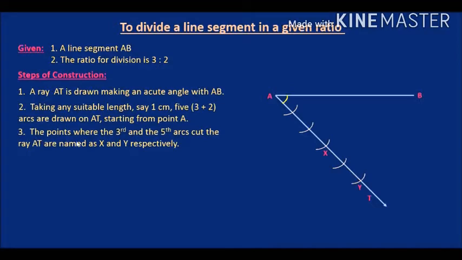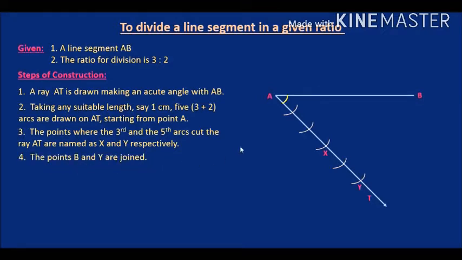In step 3, the points where the third and the fifth arcs cut the ray AT are named X and Y respectively. So the point where the third arc meets the line AT is X, and the point where the fifth arc intersects AT is Y.